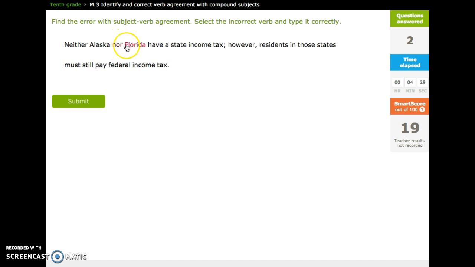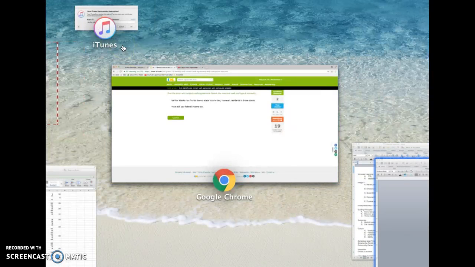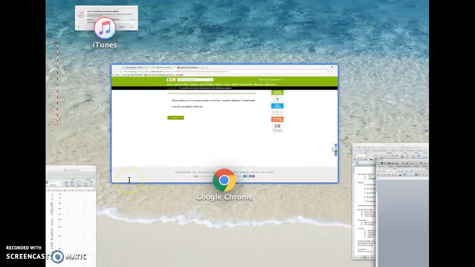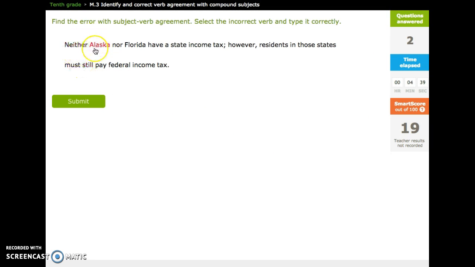Neither Alaska nor Florida. Okay, so here's our first or nor one. Only one. Neither Alaska nor Florida. So one. A state income. One has a state income, one have a state income tax. One has. Okay.